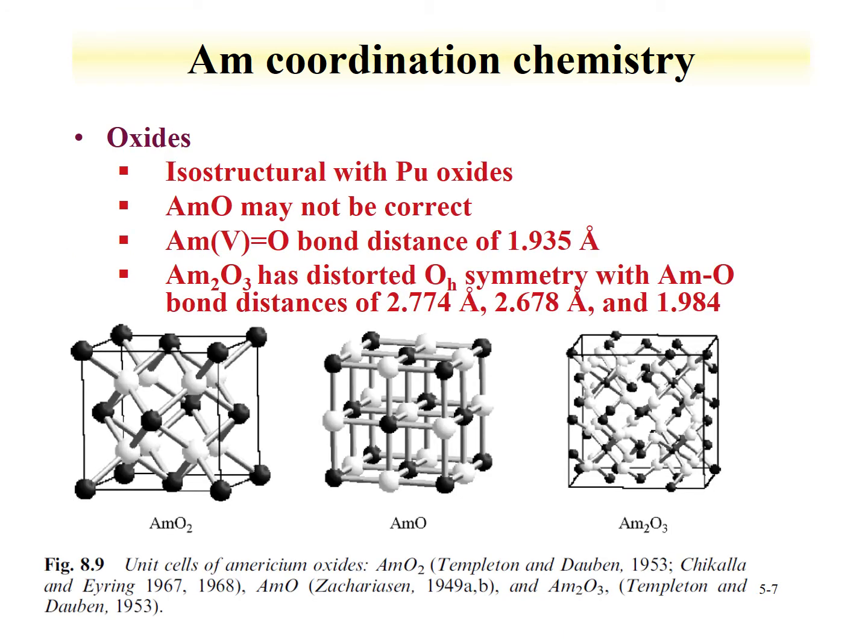The coordination of americium oxides is shown to be isostructural with plutonium oxides. This isn't too surprising since they have similar ranges of oxidation states. The Am2O3 has a distorted octahedral symmetry, and the bond distances for the americium-oxygen have been evaluated. The unit cells are shown below for the dioxide, the monoxide, and the Am2O3.